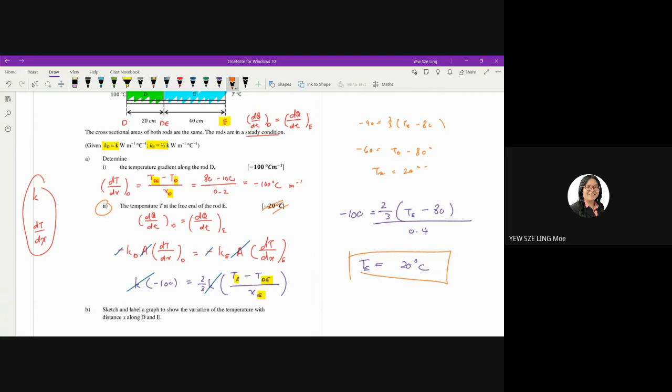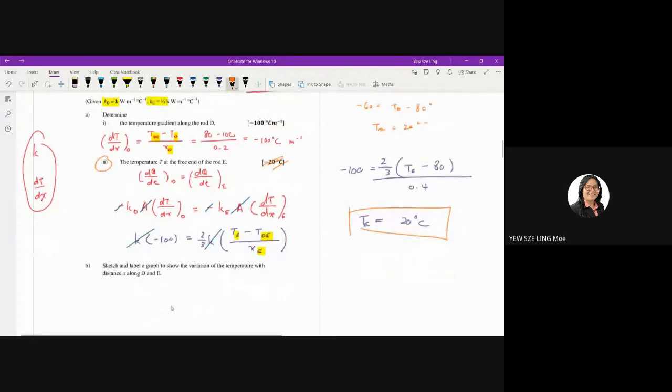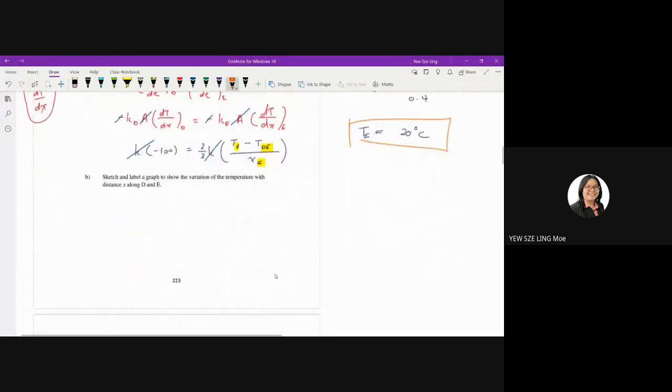Okay, so now let's look at question B. Question B is easy. Why? Because you are given all of the values. You have the value of the hot end, the cold end, the joint end, the place where they are joining together, and then you also have the length.